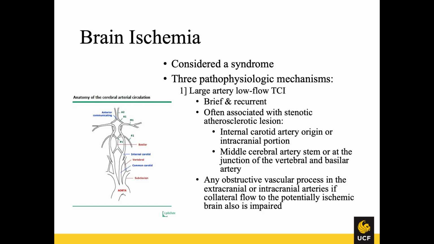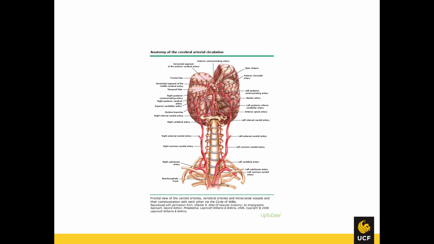Any obstructive vascular process in the extracranial or intracranial arteries means collateral flow to the potentially ischemic brain is also impaired. So those are all really important facts when looking at this large artery, low flow ischemia. This is the anatomy of the cerebral arterial circulation. You can pause the video at this time if you'd like to just review the anatomy, because as we move forward, I'm going to tell you where some of the most common strokes occur, which vessels are affected, and what symptoms you're more than likely going to see in your patient that presents to the ED.